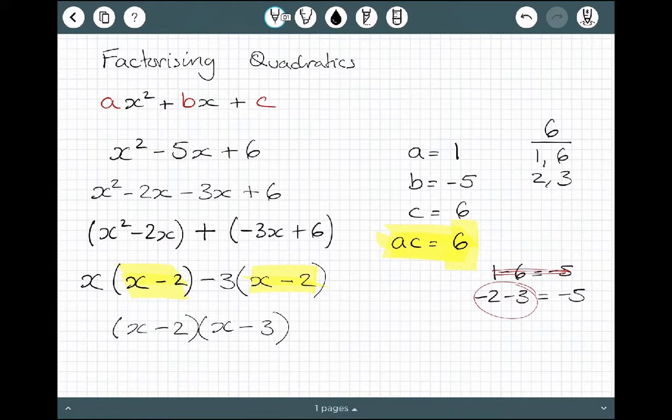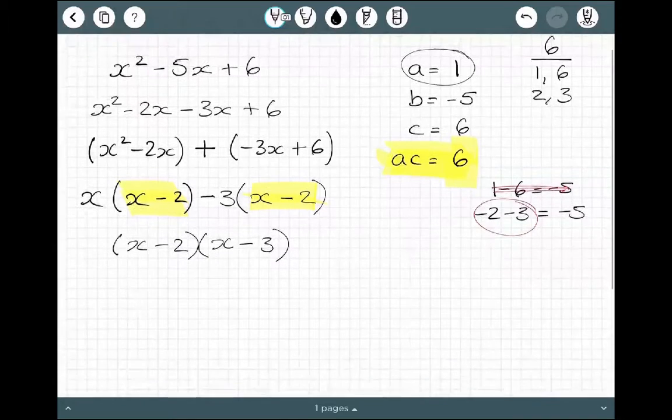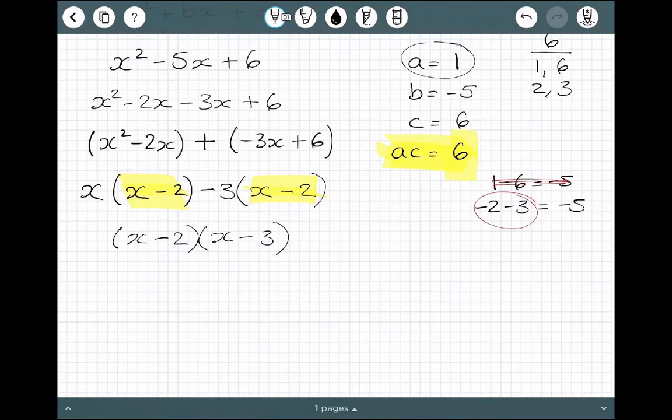Because a is 1, we could actually have avoided doing all this working and written down the answer straight away. Let's have a quick look at another example of that, and we will write down the answer straight away.